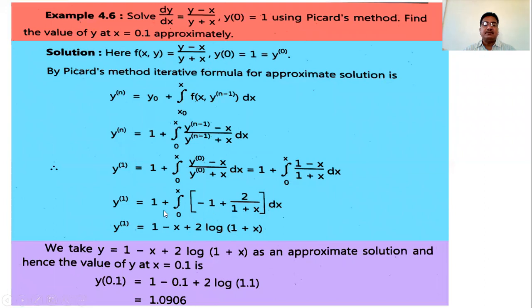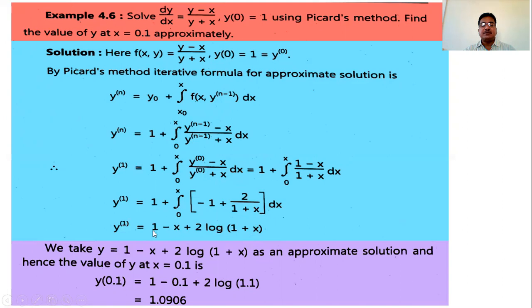And then integrating. What is the integration? The integration of minus 1 is minus x, and 2 by 1 plus x integrates to 2 log 1 plus x. Then take the value at the upper limit minus the value at the lower limit. The value at 0 is 0. So we have this answer. This is the first approximation. Then take this as the final approximation, or integrate again to find y2.